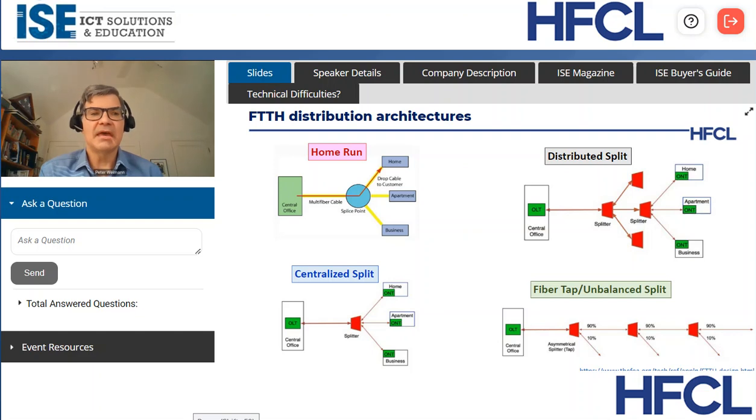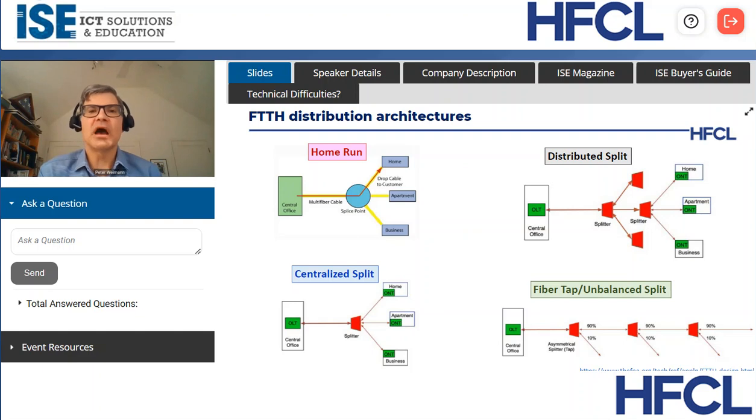The field, and then typically you'll add up to a 1/64 split in the end, usually a 1/2 at the CO and then a 1/32 in the splitter cabinet. And then from that, you'll connect each of the individual premises. Although if you're going with a very short reach, sometimes you can do the split in the CO itself.